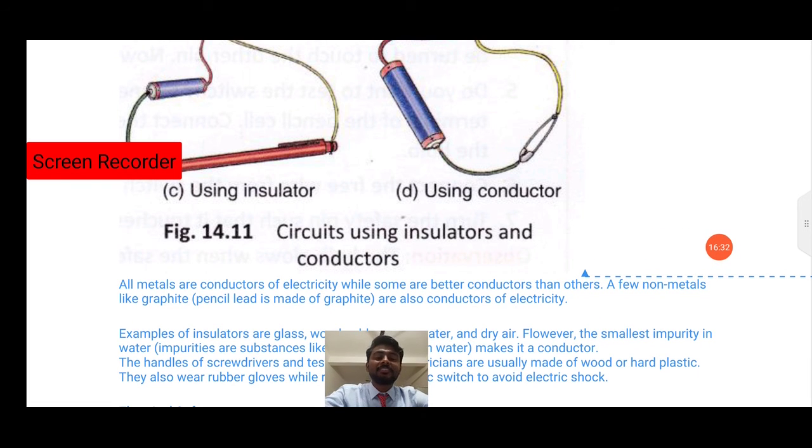Okay, this chapter is completed. You can see the keywords in this lesson: bulb, conductors, electric cell, insulators, electric circuit, filament, switch, and the terminals. So these are the keywords in this lesson.